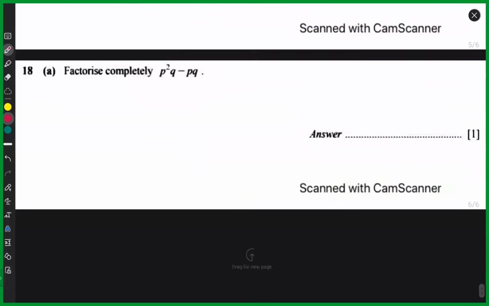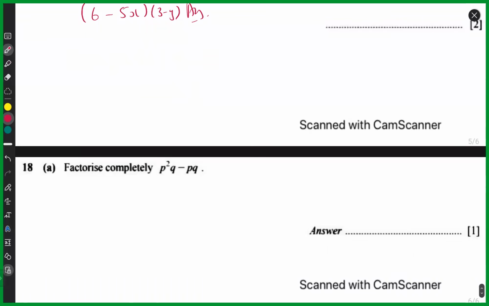Perfect. One last question that says factorize completely p squared q minus pq. So it's a 1 mark question, so it won't be having something difficult. I can take pq common and I would be left with p minus 1 and this is going to be the answer. It would be pq into p minus 1.